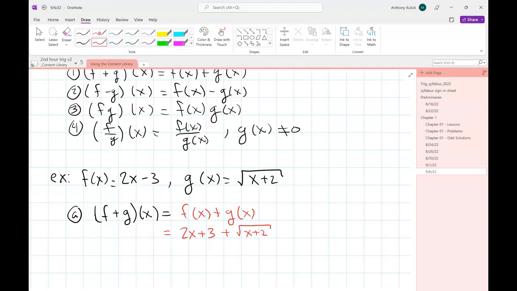Now, once we've done that, all that would remain is to simplify what we have there. So to simplify something like this, all I really want to do is combine like terms. Are there any like terms to combine here? What do you guys think?